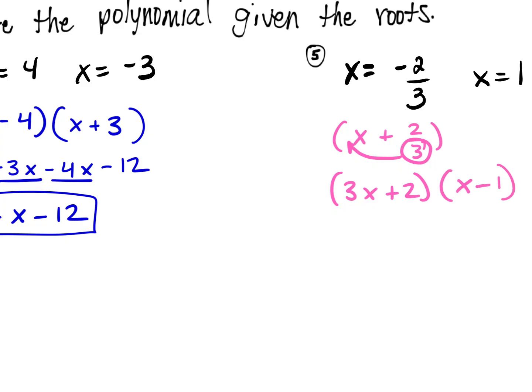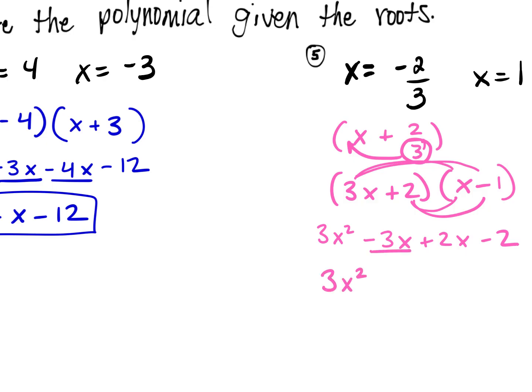X minus 1. Awesome. So when we FOIL this, what's 3x times x? 3x squared. 3x times negative 1. Negative 3x. 2 times x? Plus 2x. And minus 2. Awesome. What do we do next? Combine like terms. What's negative 3x plus 2x? Awesome. So 3x squared minus x minus 2.